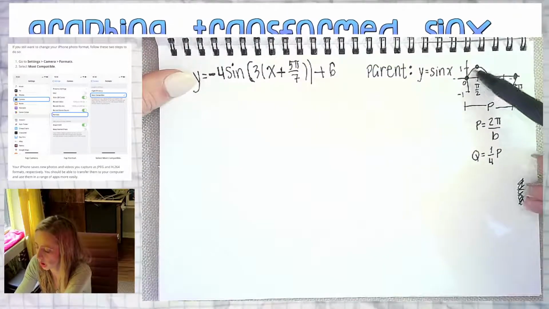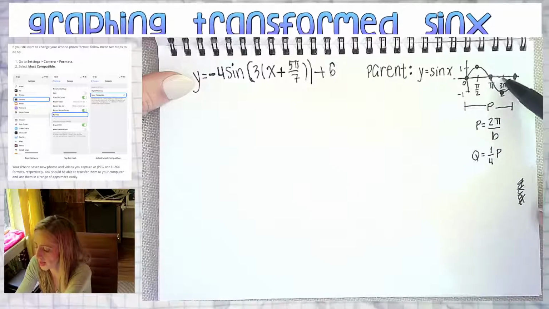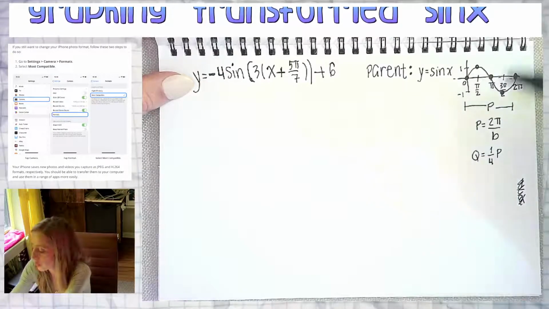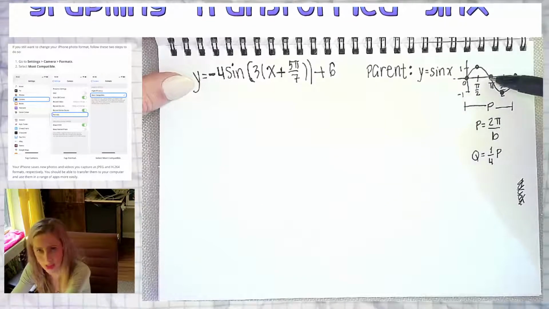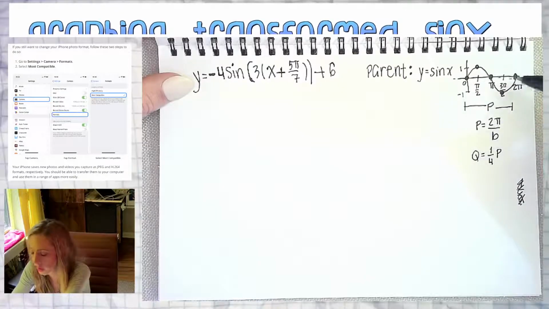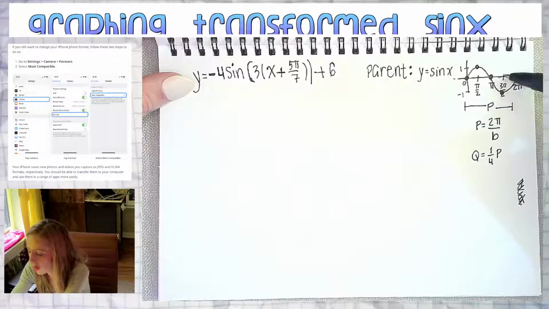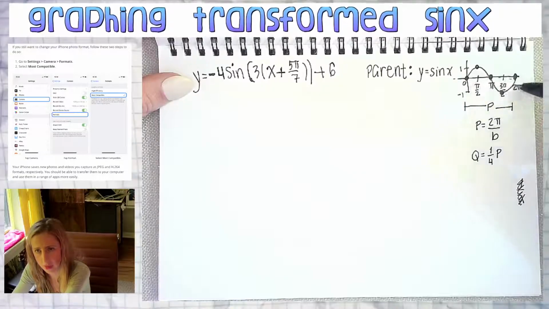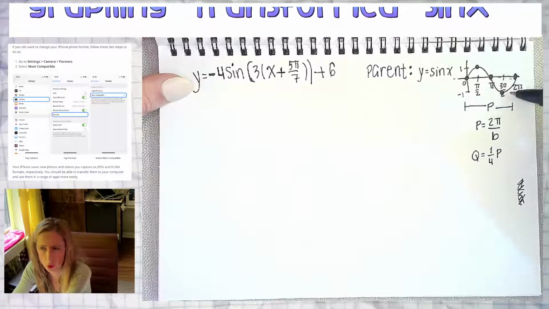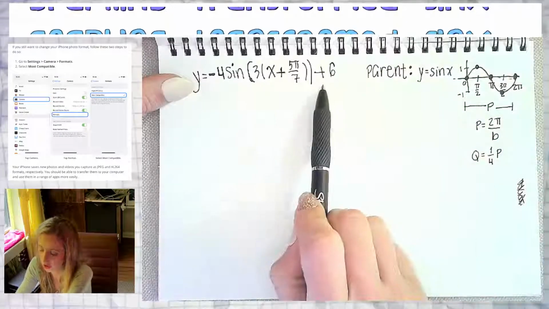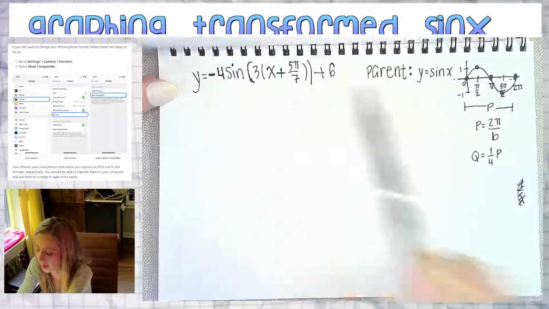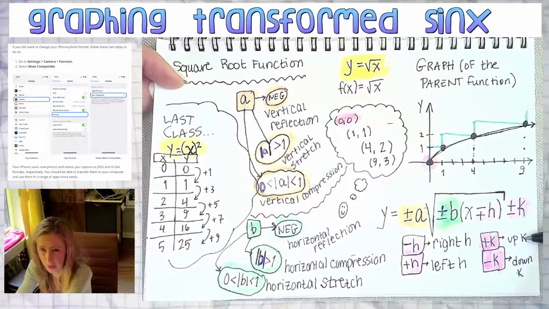So instead of these little humps going up to 1 and down to -1, we're going to stretch it by 4. So the highest point, my maximum, will hit 4 units above my midline or sinusoidal axis, and my minimum will hit 4 units below the sinusoidal axis or my midline. I don't want to say above or below the x-axis because my graph is actually going to move up. How far up? 6 units up, plus k, up k, right?